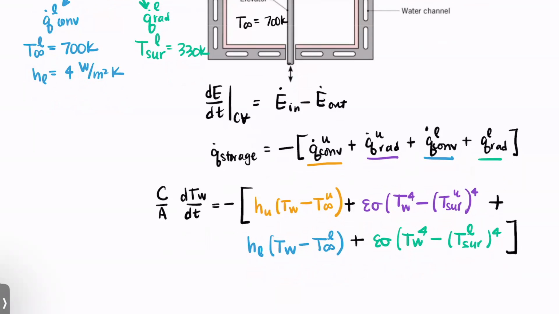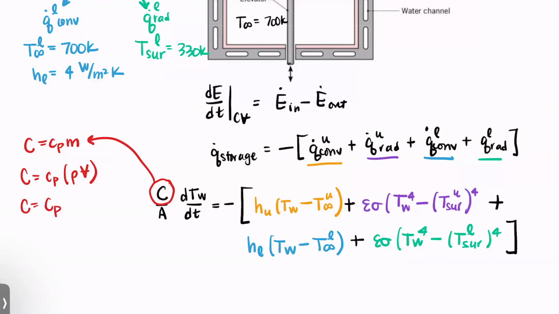I want to do a little bit of work on this capacitance here, because this equation is not quite in a form that we can use. So if you recall, C is equal to CP times M. We aren't given the mass, but we are given density. So let's use volume to work that out. So we have CP, and then mass is just density times volume, right? We were given the thickness of this material D. So we know that the volume is the surface area times D.